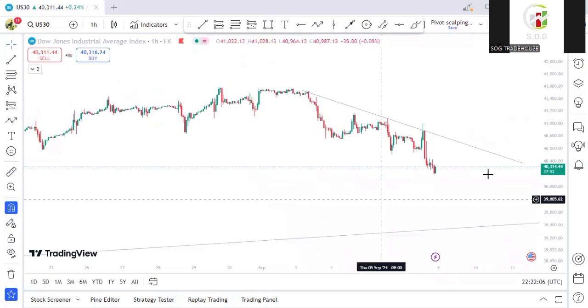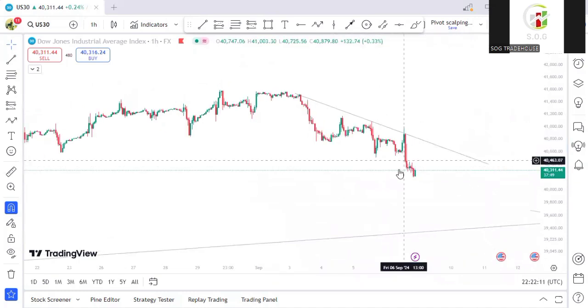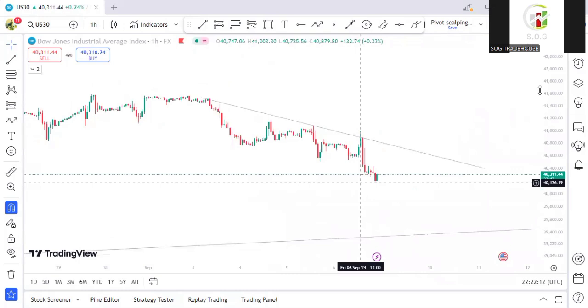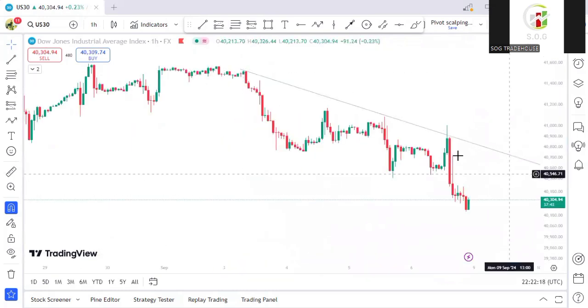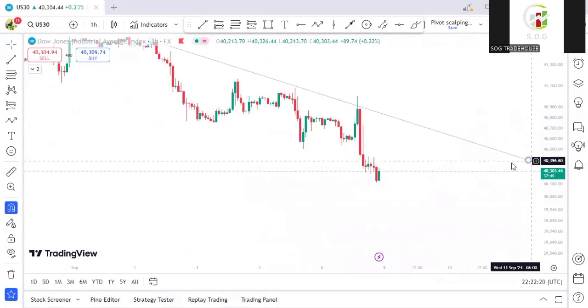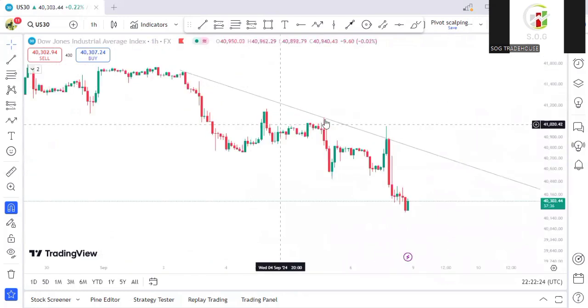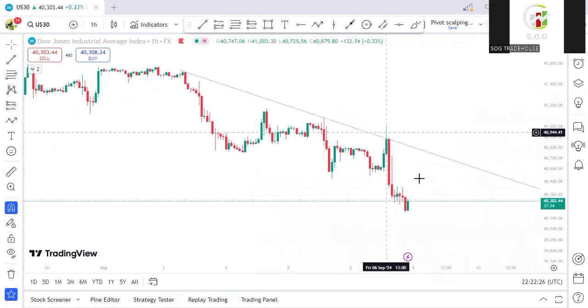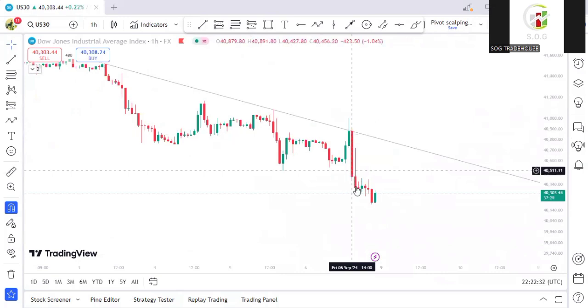So US 30 is actually valid for sales, but we missed the entry because this is supposed to be our entry candle. There's an engulfing candle here. So this is our first touch, our second touch, and the third touch, which is our entry point. And you can see at the third touch, we got this engulfing candle tick pattern.